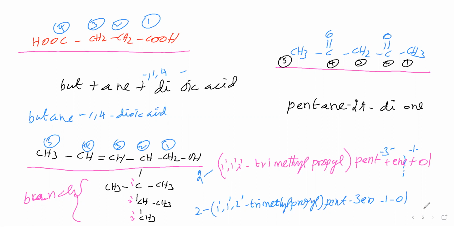Next compound we will take: CH3, CH3, CH2 two times, CH2 two times, CO, CH2Cl. Now here ketone is one functional group, halogen is one functional group, and ketone is the main functional group.